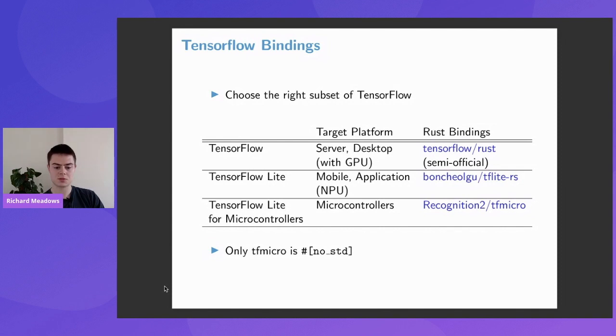There is a Rust special interest group within the TensorFlow project, and that's primarily concerned with the top line on the chart. The Rust bindings there are semi-official. Google doesn't give them full support, but they are developed particularly by some Google employees. The other interesting thing to note is that TensorFlow Lite, and below it TensorFlow Lite for microcontrollers, have their own model format. This is a way of writing the model as a flat file format, and we're going to encounter that in a few minutes.